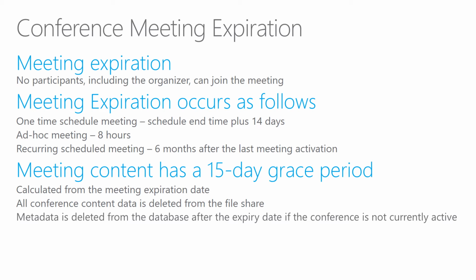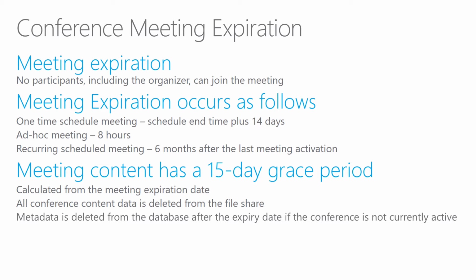For a one-time scheduled meeting, expiration occurs 14 days after the scheduled end time. For an ad hoc meeting, expiration occurs 8 hours after the meeting end. And finally, for a recurring scheduled meeting, expiration occurs 6 months after the last meeting activation.